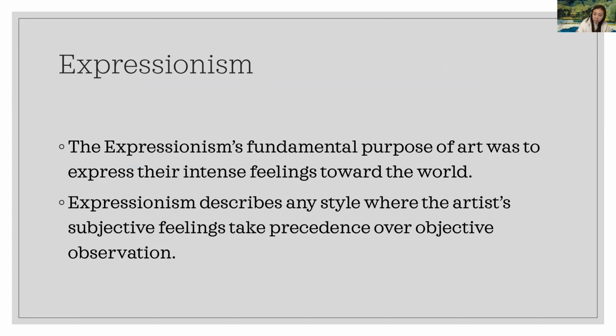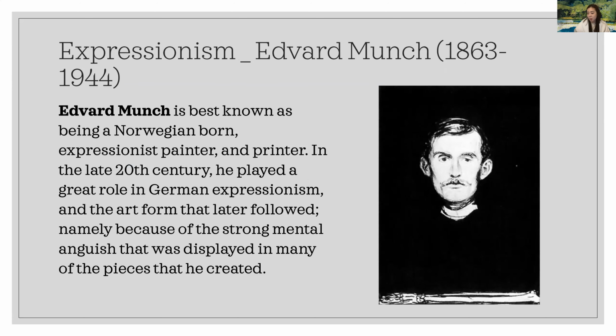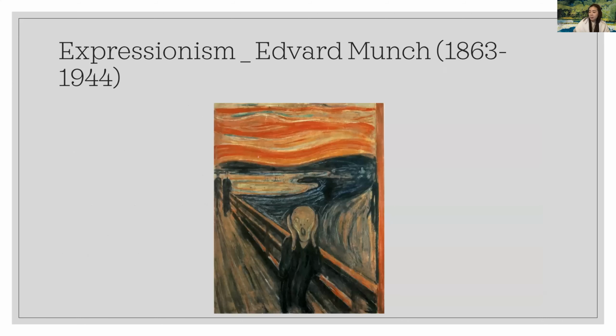The first artist is Edvard Munch. Edvard Munch is best known as a Norwegian-born expressionist painter and printmaker. In the late 19th century, he played a great role in German expressionism and the art forms that later followed, namely because of the strong mental anguish that was displayed in many of the pieces that he created. So this is his work.